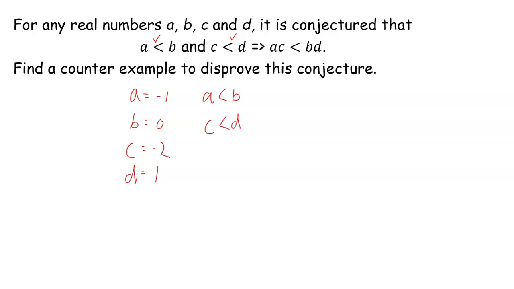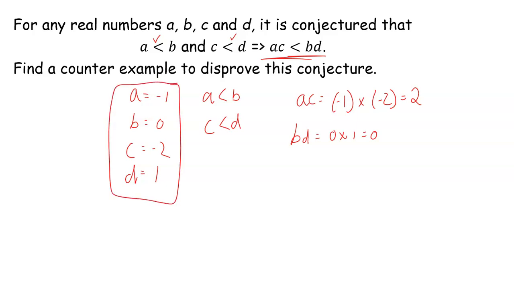If I then look at the second part of the conjecture, ac being less than bd, if I do ac, what I'm going to get is negative 1 times negative 2, which is 2. If I then look at bd, I get 0 times 1, which is 0. So in this case, if I pick these 4 values, what I actually get is that ac is greater than bd. This disproves the conjecture because it's a counterexample. Therefore, my conjecture is false.